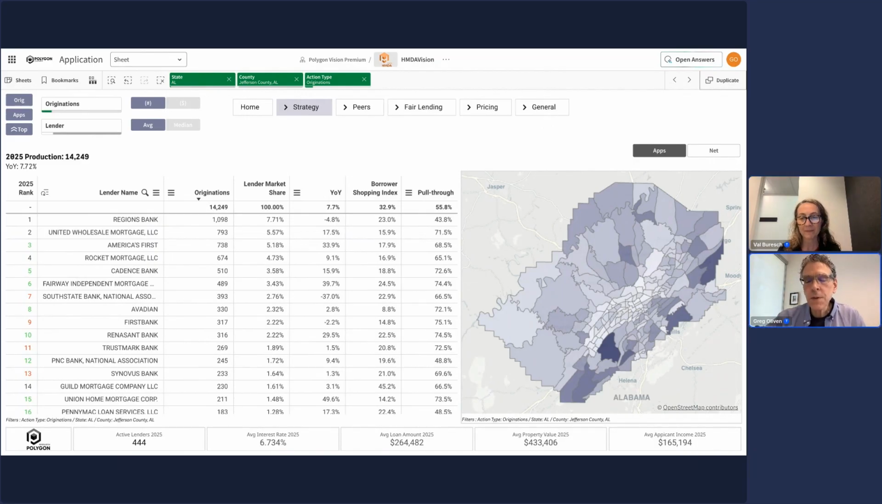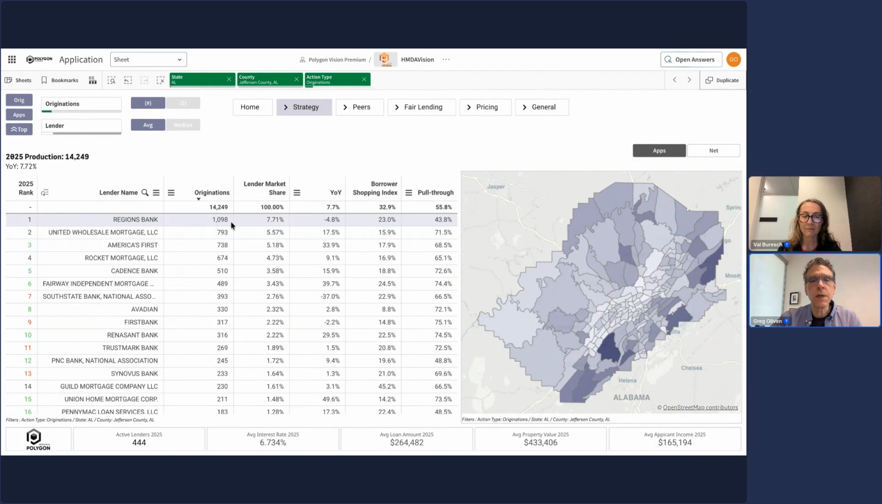Absolutely. So the table summarizes what we're looking at in the map. And so when we started, you might have noticed that we were at the national level. But now we're looking at Jefferson County, Alabama. And, well, we're sorting on origination. So it's sort of like a leaderboard. Regions Bank, in the most recent year of the 8 years of data that we present in HMDA Vision in the premium edition, the most recent year, which we default to here, 2025, Regions Bank was number one by a pretty wide margin, followed by United Wholesale Mortgage and so on.